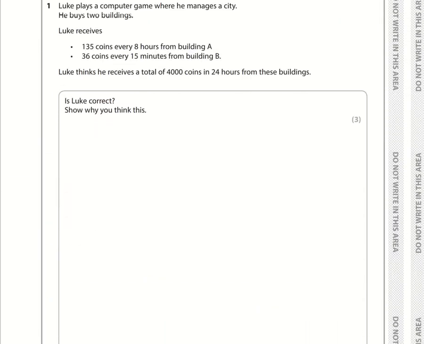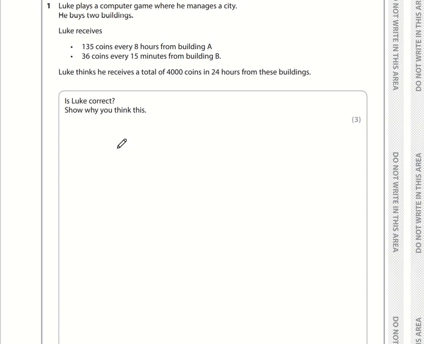Luke plays a computer game where he manages a city. He buys 2 buildings. Luke receives 135 coins every 8 hours from building A and 36 coins every 15 minutes from building B. Luke thinks he receives a total of 4,000 coins in 24 hours from these buildings. Is Luke correct? Well, let's work out how much he gets in 24 hours.